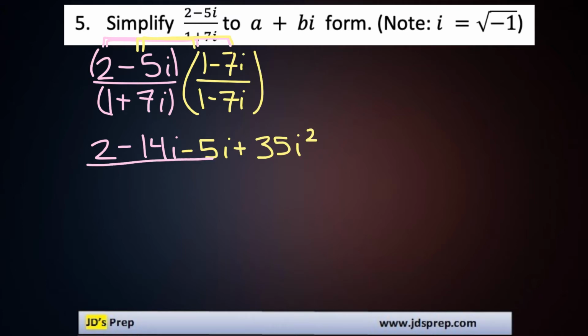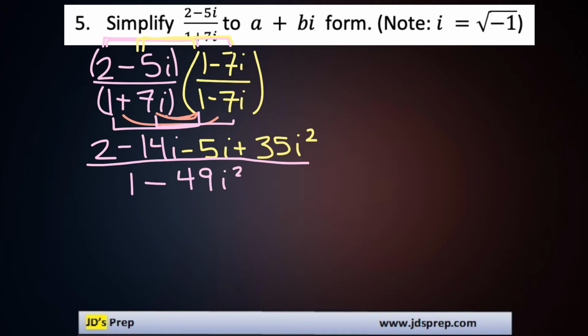Next, our denominator. Now, the benefit of multiplying by the conjugate is that if we were to use FOIL here, our middle two terms would cancel each other out. We'd have positive 7i and negative 7i, so we can ignore them. They would cancel out. What we will have, though, is 1 times 1, and then 7i times negative 7i. So that would be negative 49i squared.